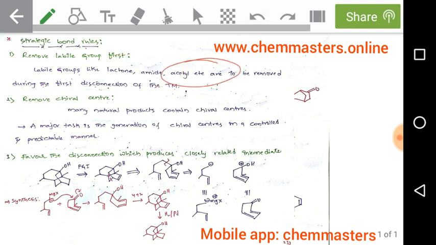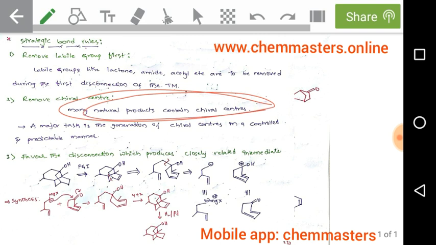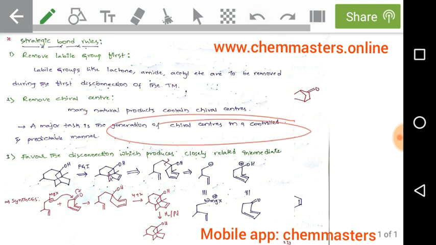Groups to be removed during the first disconnection of the target molecule. Okay, this is the point we need to remember. Next, remove chiral centers. Many natural products contain chiral centers, right? So a major task is the generation of chiral centers in a controlled and predictable manner. So that's why we need to remove the chiral centers.